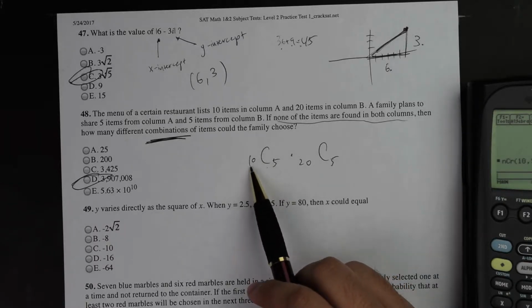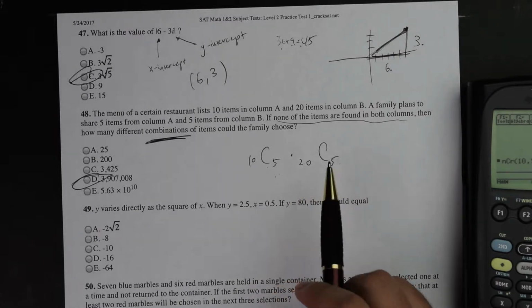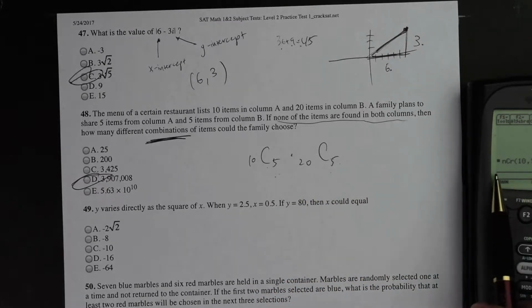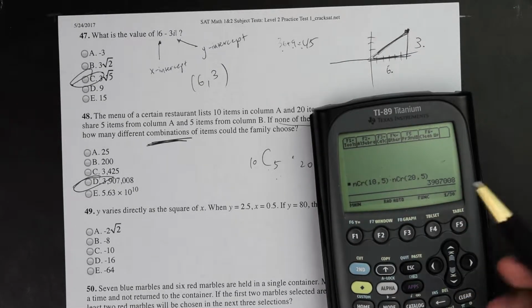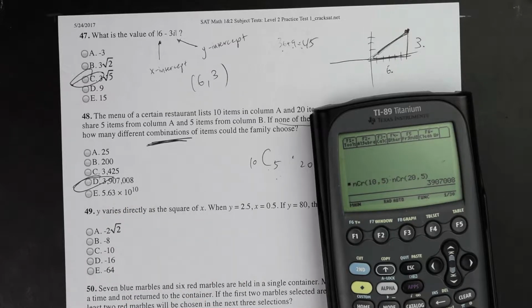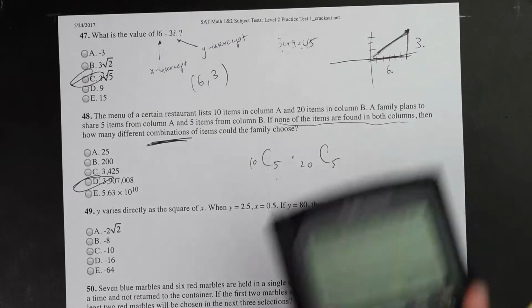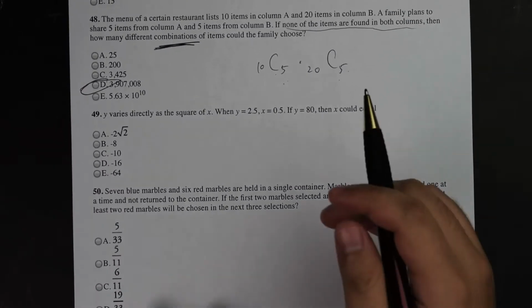10C5, because they're choosing 5 from 10 items, and 20C5, which is 5 from the 20 items, and I multiplied them, and I just punched it into the calculator for the TI-89. I pushed catalog, jumped over to nCr, and then I calculated, and it gave me 3,907,008. And thus for number 48, I got the answer of D. That concludes my explanation for number 48. So to continue on to number 49.